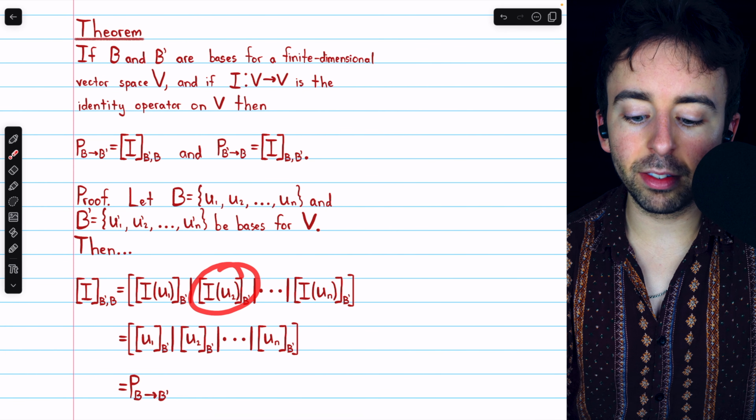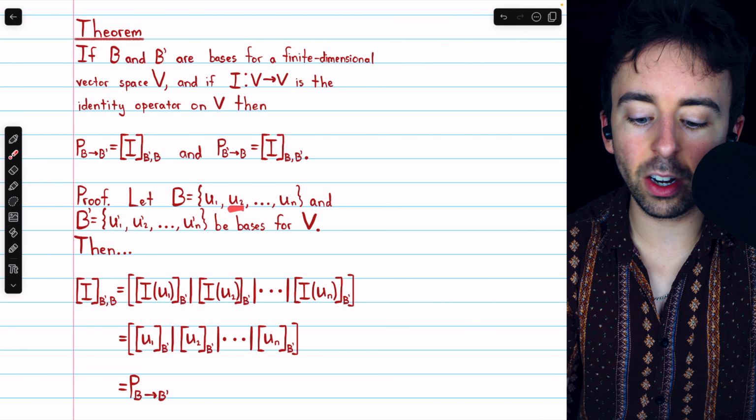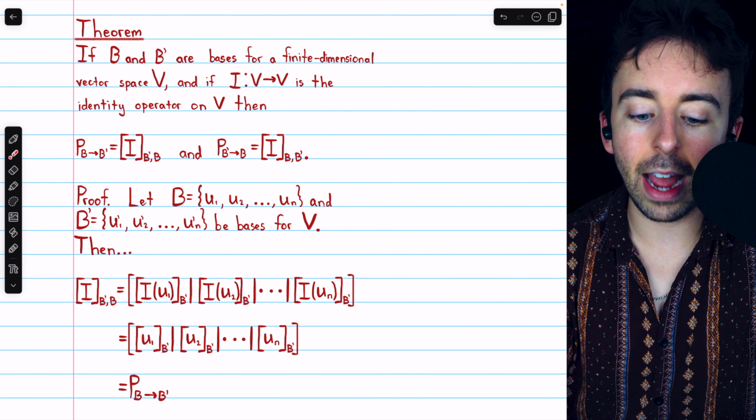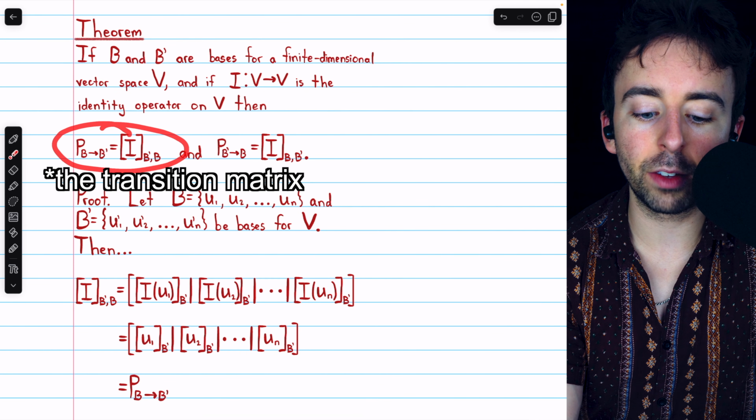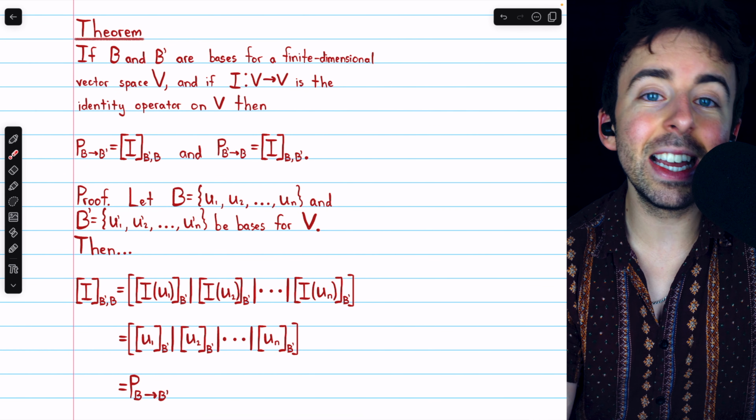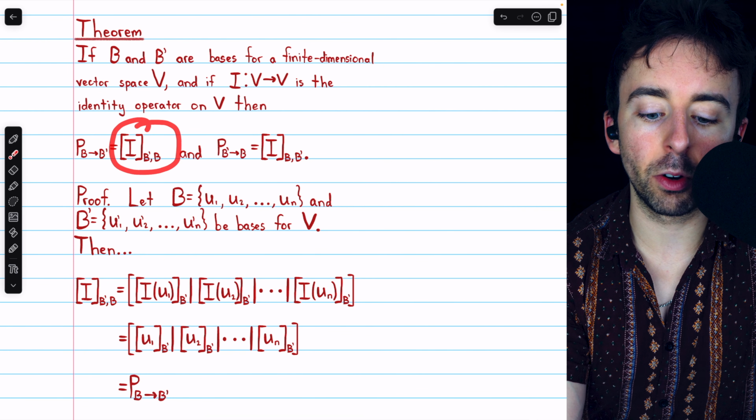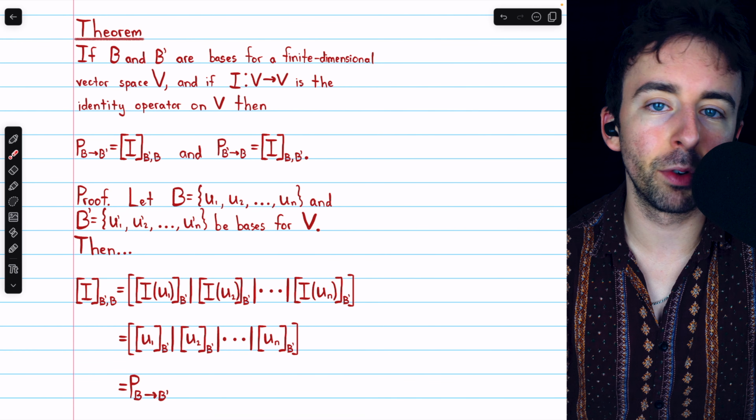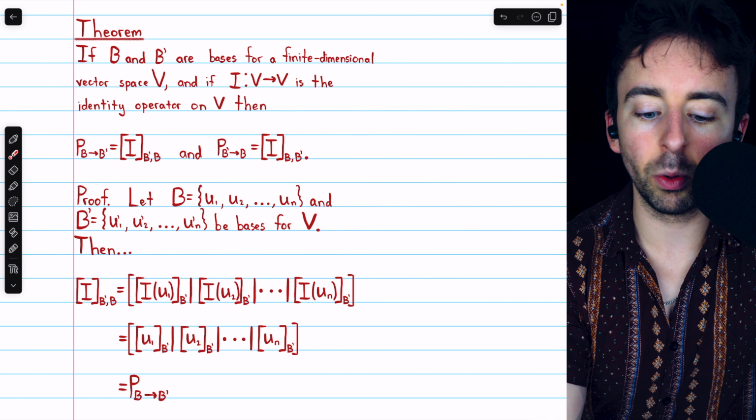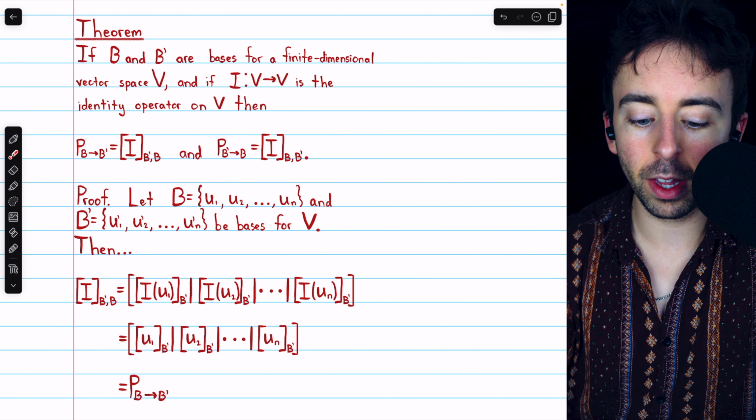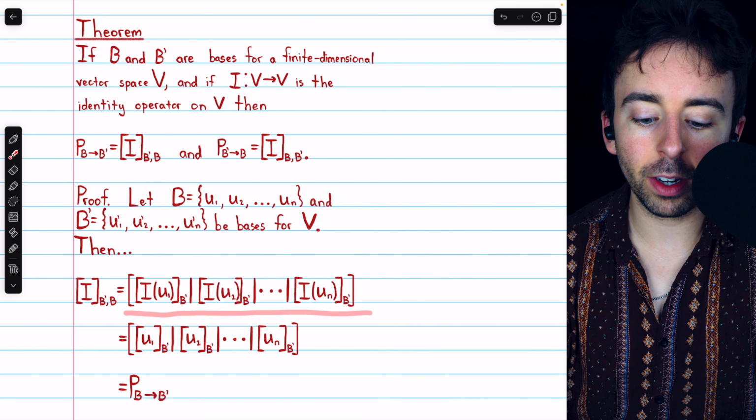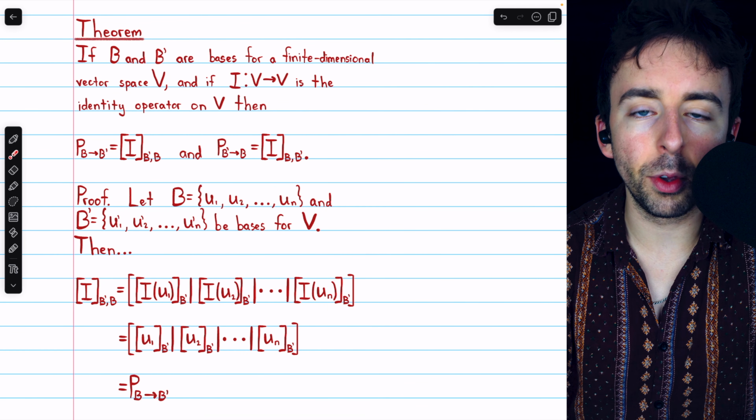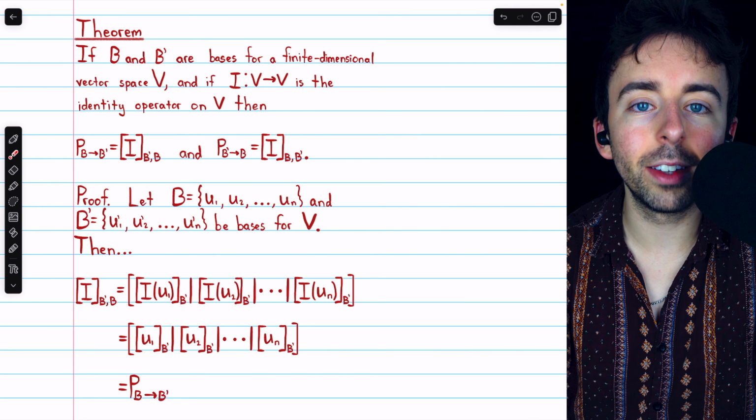This second column is the coordinate vector of the image of the second old basis vector with respect to the new basis, and so on. Note that right now we're just proving this part, that the transformation matrix from B to B prime is the matrix for the identity operator with respect to the bases B and B prime. The other direction would be just the same proof, just with things swapped around. So we're just going to worry about that direction. Now, coming back to this transformation matrix, well, remember, I is just the identity operator. So I know what I of u1 is, I know what I of u2 is, and so on.